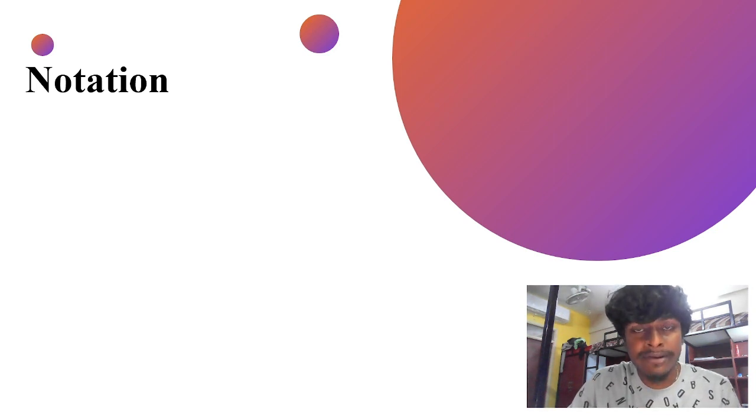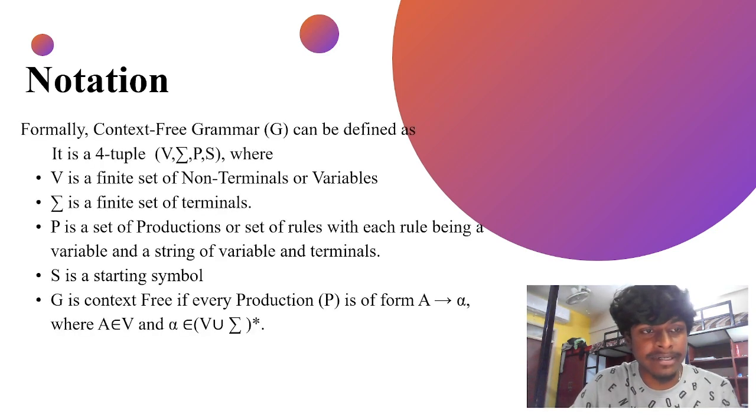And now, let's have a look at the notations used in context-free grammar. Formally, context-free grammar can be defined as a four-tuple where V is a finite set of non-terminals or variables, and sigma is a finite set of terminals, and P is a set of productions or set of rules, with each rule being a variable and a string of variables and terminals. S is the starting symbol, and for a context-free grammar G, a production is of the form A → alpha, where A belongs to V and alpha belongs to (V ∪ sigma)*.